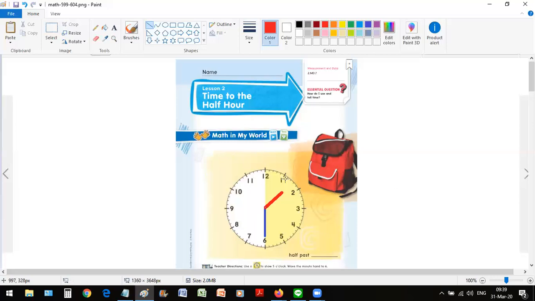So this means that the hour hand is halfway between 1 and 2. And the minute hand is pointing at 6. That means it's 30 minutes past already. So the time that is shown on the clock right now, it says 30 minutes past 1. Or, in other words, half past 1. Because the hour hand already passed number 1. And it's halfway through to number 2.